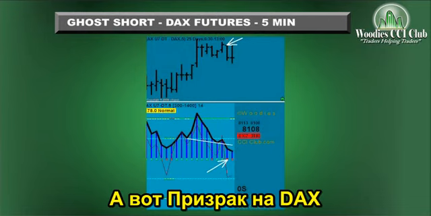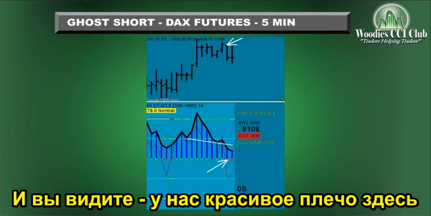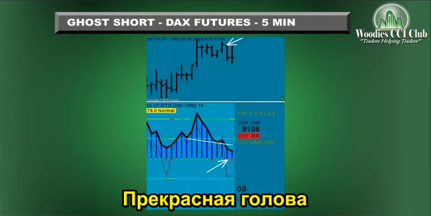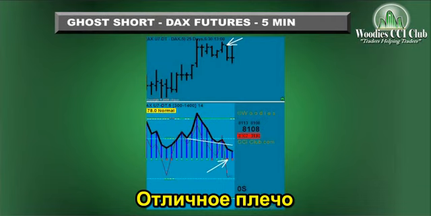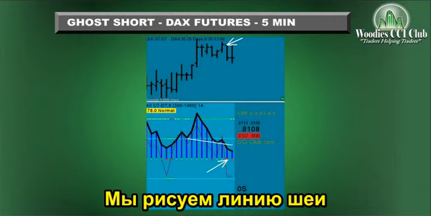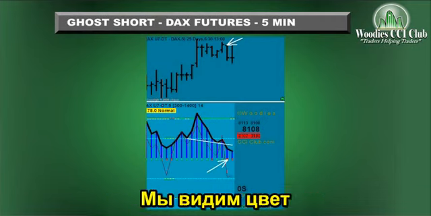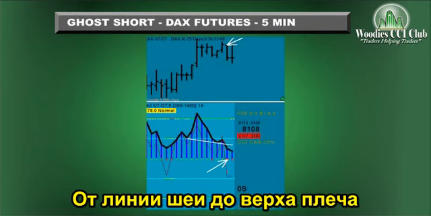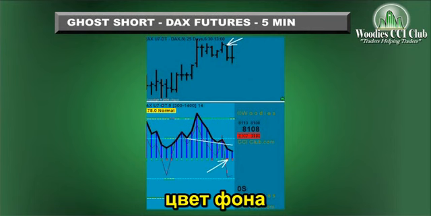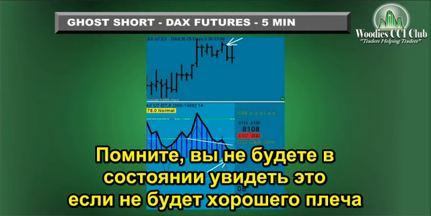All right, this is a ghost on the DAX. You'll notice again we had a nice shoulder here, a beautiful head. Nice shoulder. We draw our neckline. We can see color from our neckline to the top of the shoulder there. You can see background color. Remember, you want to be able to see that to make it a good shoulder.